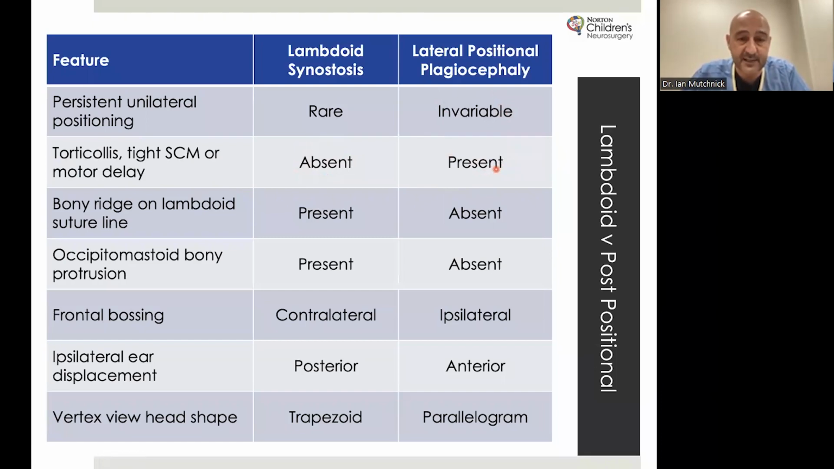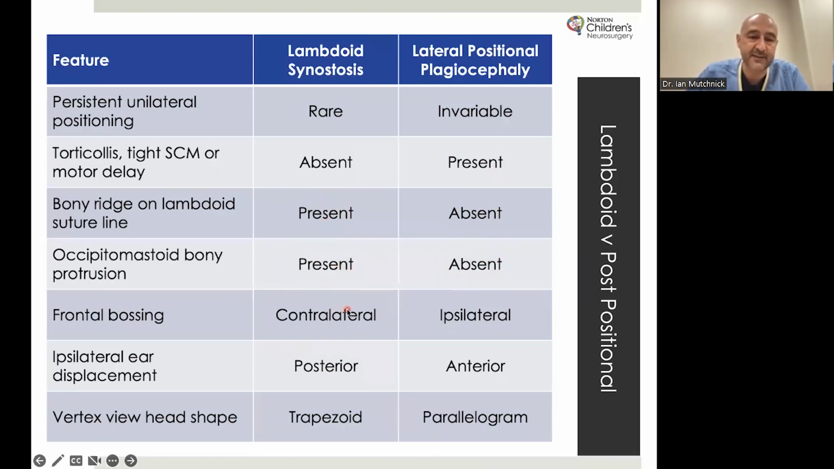But it is absolutely the case that people with motor or cognitive delay are more likely to have a positional plagiocephaly. There is a bony ridge on the lambdoid if it's synostotic. It's absent if it's positional. The occipitomastoid bony protrusion, the skull base from the back looks uneven when it's synostosis. It is even when there is just positional plagiocephaly.